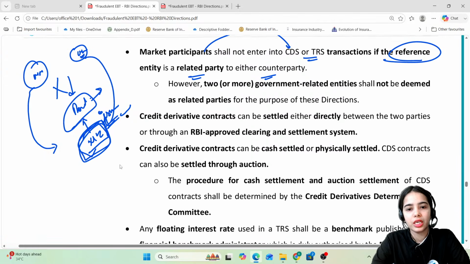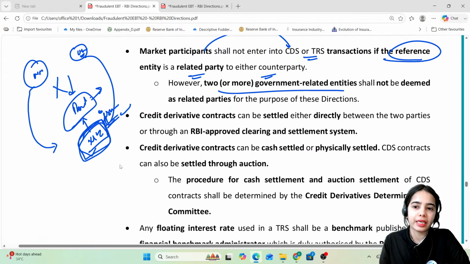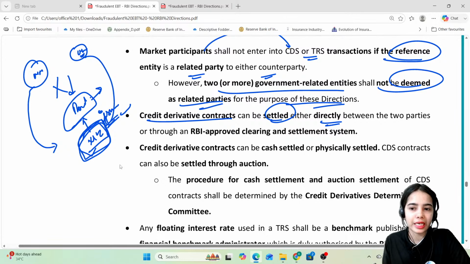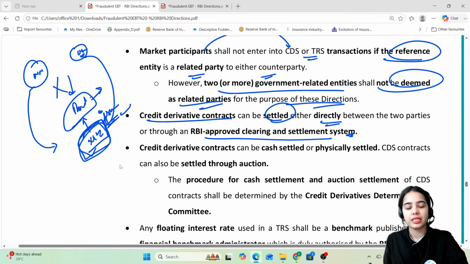Okay. However, two or more government-related entities shall not be deemed as related parties for the purpose of these directions. Credit derivative contracts shall be settled either directly between two parties or through the RBI-approved clearing and settlement system. Credit derivative contracts can be cash settled.